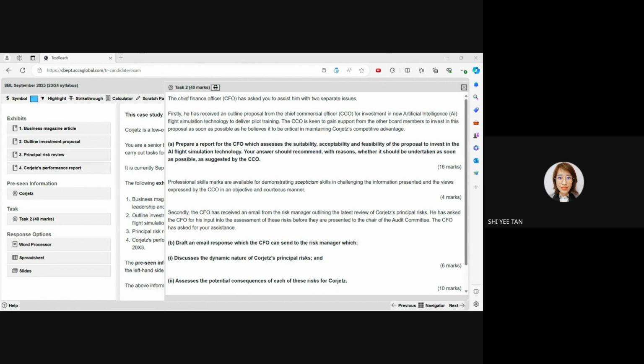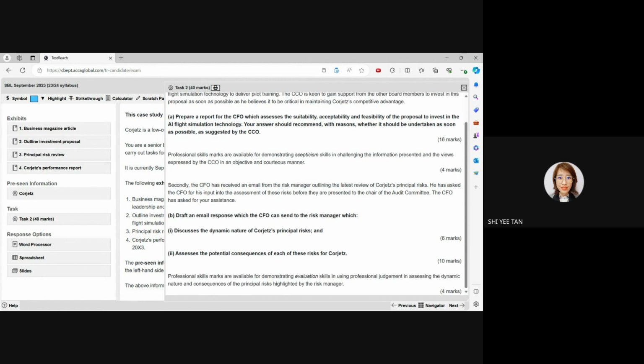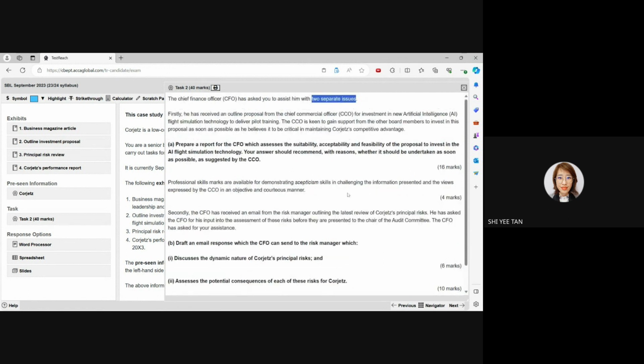Okay, right. Let's look at the task first. I'll give you some time in going through the relevant exhibit. Task number 2. The Chief Finance Officer, CEO, has asked you to assist him with two separate issues. Two separate issues. Okay, so maybe we'll need to look at two different exhibits.